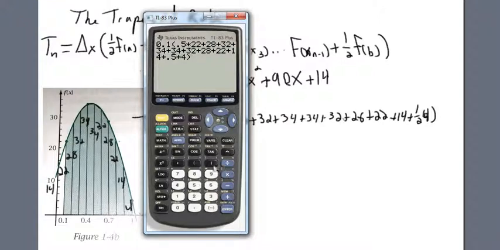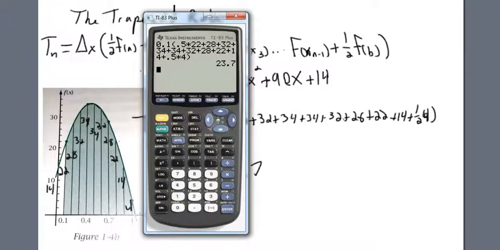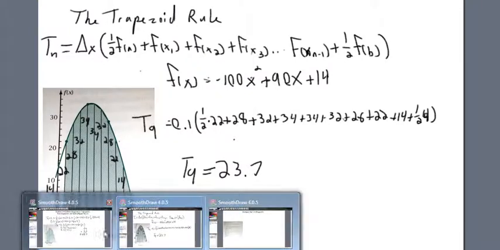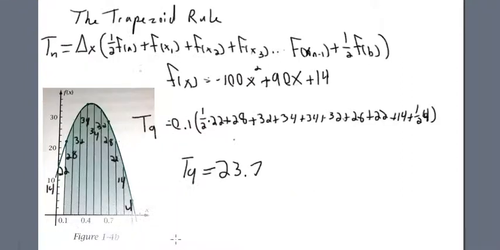23.7. So T of 9 is 23.7. I believe that's what I had. Let me just double check. Yep, 23.7. Now, if we compare that to what we just had, 22.5, it's close, but it's more exact. I believe it's even a lot closer to what we had the last time.